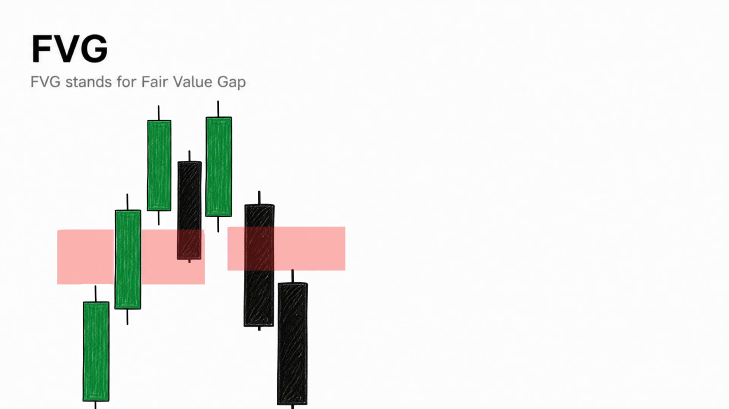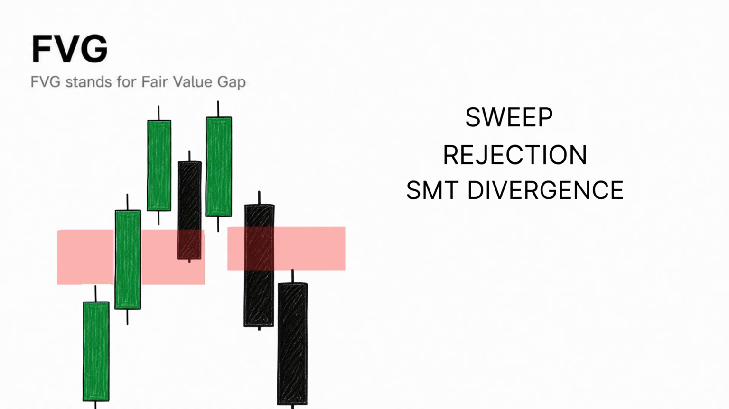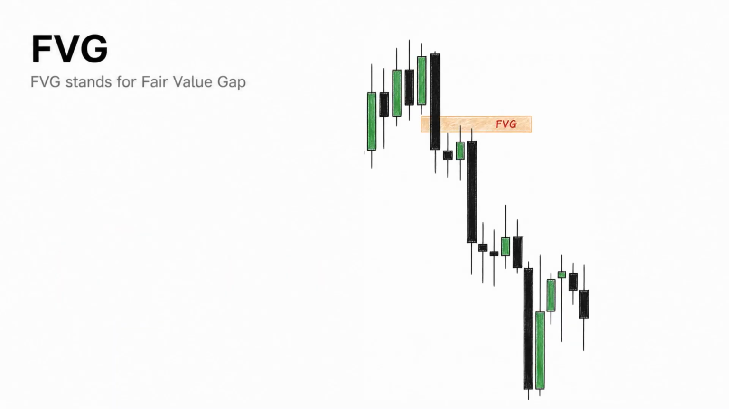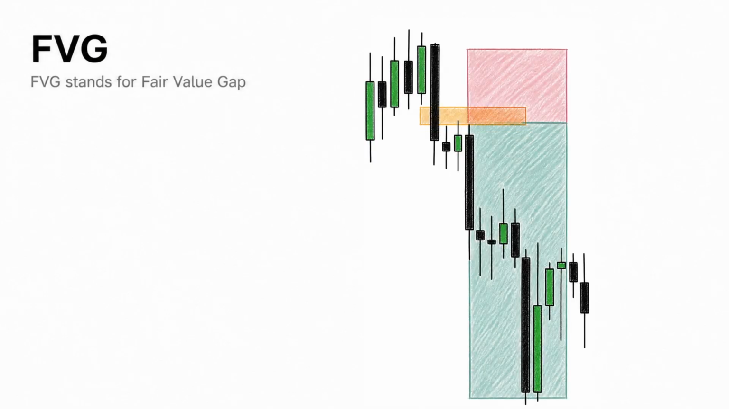At that point, your trade is no longer based on just one idea. You have a sweep, a rejection, SMT divergence, and fair value gaps all aligning together. That's what increases probability. Risk management also becomes easier in this case. Instead of placing random stop losses, you can use structure. For example, placing your stop just above the last fair value gap in a bearish setup makes more sense because if price comes back above that area, your idea is likely invalid.